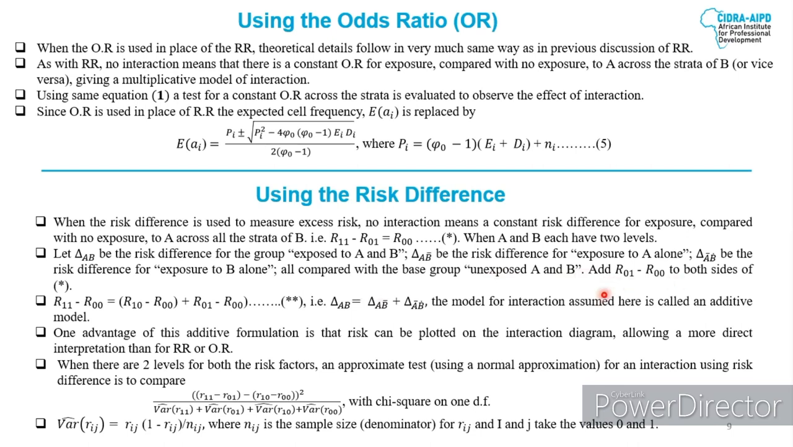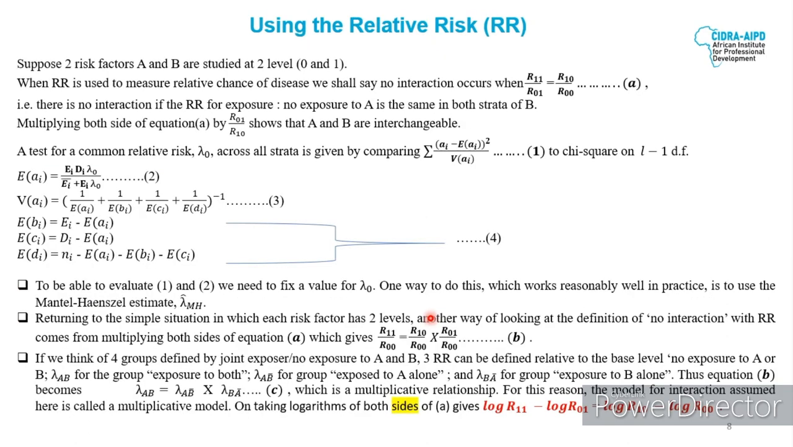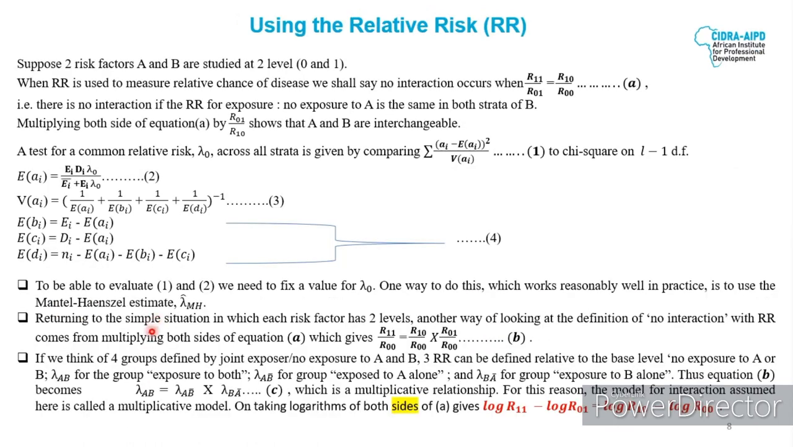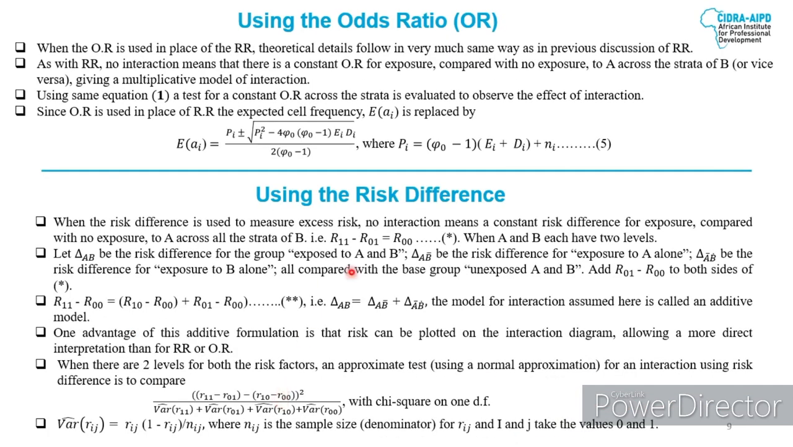And if we add this term, that is R01 minus R00, to both sides of the equation, we finally get this equation, as you can see. Kind of the same technique as shown for relative risk. And this model of interaction assumed here is called an additive model. So here you can see how we can form a multiplicative model and an additive model in this scenario.